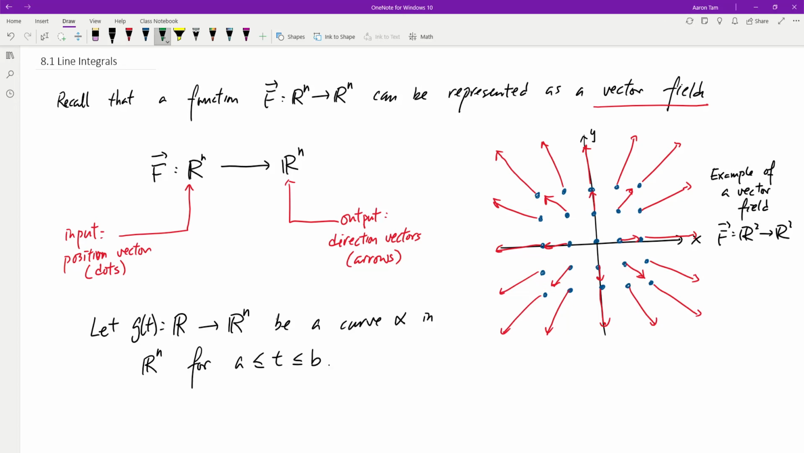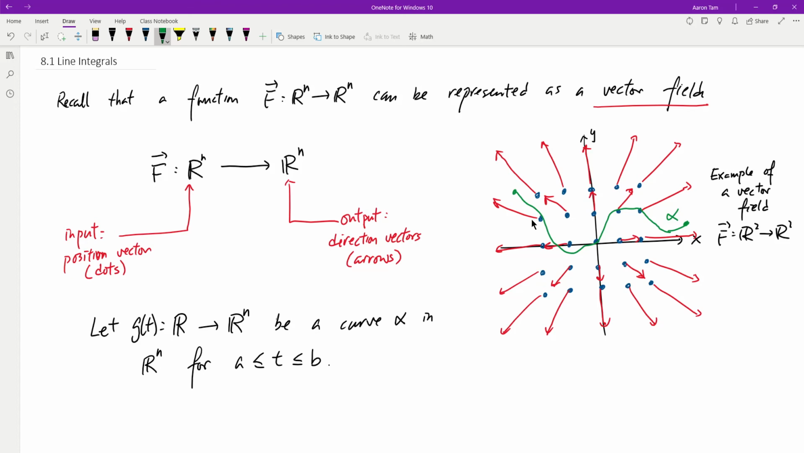Then what happens is, if I were to draw this curve, it could start at some point, and then it would just go through this space, and it might end at some other point. There you go. So here's my curve alpha. Now, notice the following. Here's the important part. When this curve goes through the same R2 where capital F is, every single point on this curve would have some kind of vector pointing out of it based on the vector field capital F.